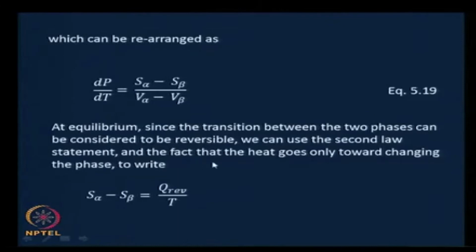Now let us bring in this fact: the heat goes only towards changing the phase, and therefore this Q reversible can be replaced by the difference in enthalpy between the two phases. There is nothing else that is happening there. The heat interaction goes directly towards changing the phase. Therefore, the Q reversible for this particular process can be replaced by the delta H, which happens to be H alpha minus H beta. Therefore, S alpha minus S beta becomes equal to H alpha minus H beta by T, which can be written as L by T, where L is the latent heat of the phase change. We will call this equation 520.